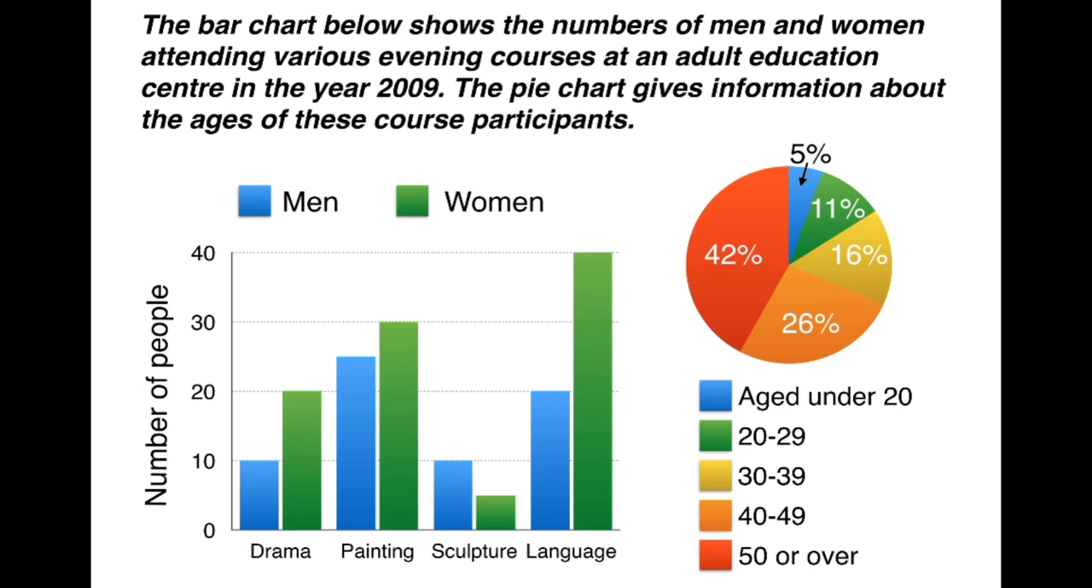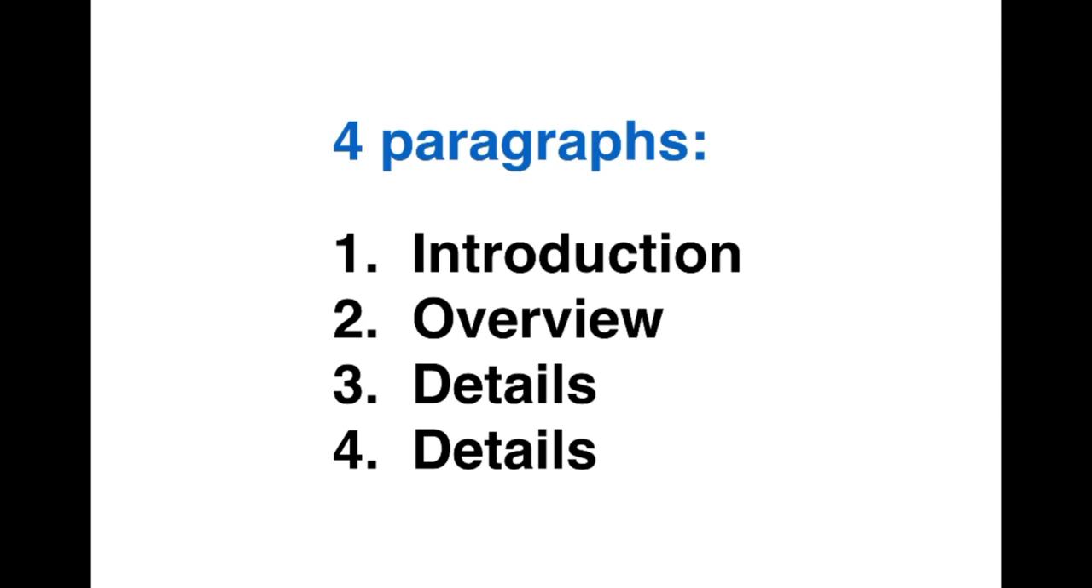So very different information. Looking at the bar chart, you can see there's men and women and it's numbers of people on those 4 different courses. The pie chart doesn't show men and women and it doesn't show the 4 courses. It only shows the ages, the different age groups. So very different. We have to describe these 2 charts separately. Let's do our normal 4 paragraph structure: introduction, overview and 2 paragraphs of details.